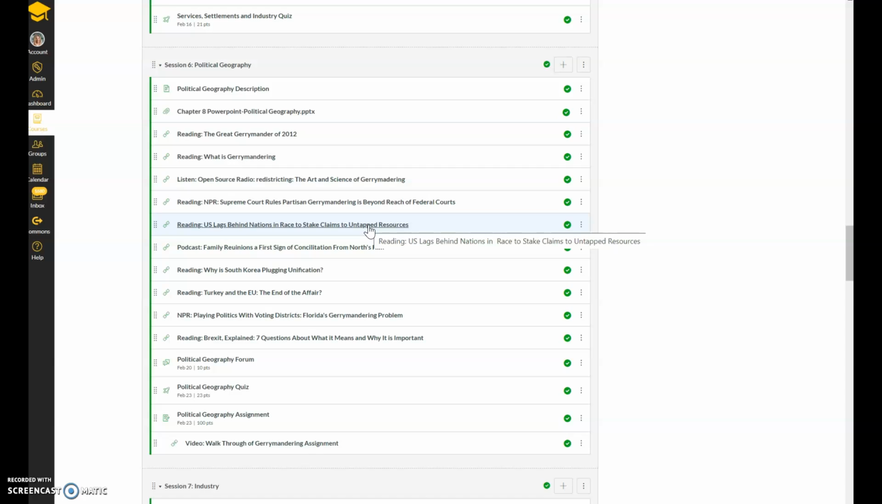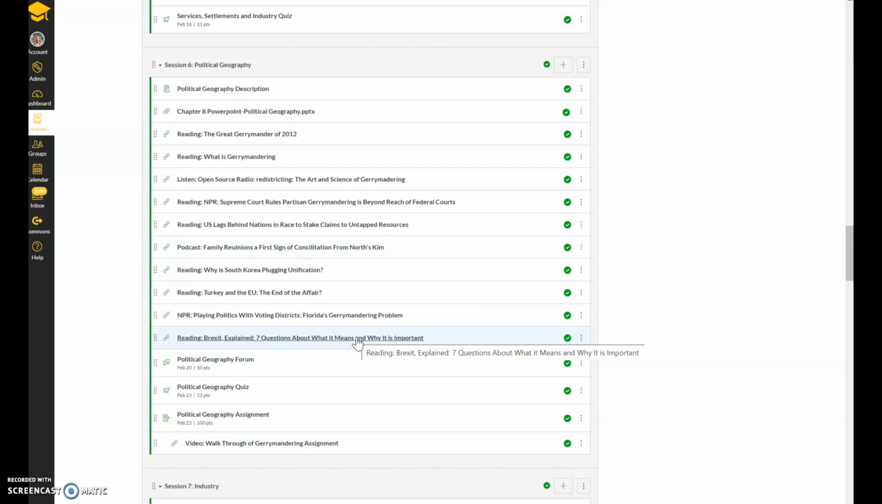In this chapter in your textbook, they talk about North Korea and South Korea, and the different political boundaries that are in nation states and nationality. So there's a lot that we cover. Also Brexit. Brexit is a hot topic, something that you hear in the news, and that is definitely a political geography discussion to have. Right here is this article about 7 questions about what it means and why Brexit is really important. That's Britain's planned exit from the European Union. All of these wonderful topics are covered under this session.